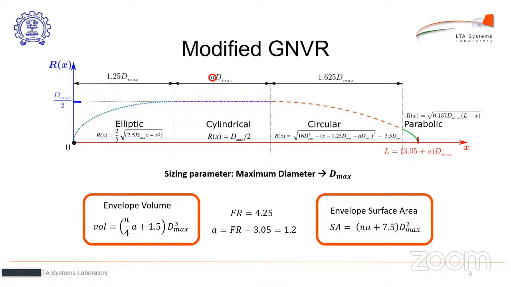Okay, so the envelope volume will be calculated using the simple formula pi by 4 into A, which is 1.2 plus 1.5, the whole of it into cube of the maximum diameter. And the envelope surface area will be calculated by using the formula pi times A, which is 1.2 plus 7.5 into the square of the maximum diameter. These two formulae can be kept with you on a notebook, or you can take a picture of this particular slide.